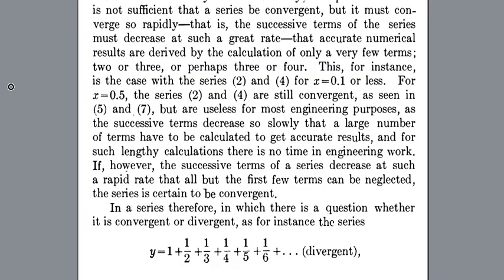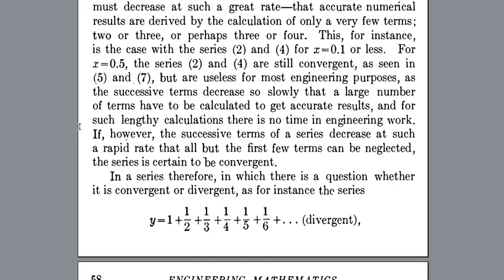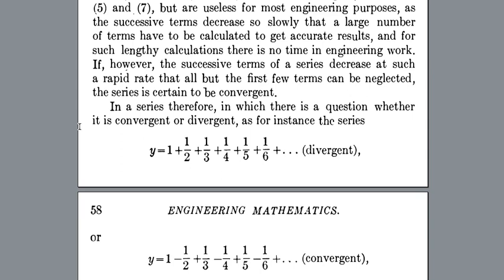This, for instance, is the case with the series 2 and 4 for x equals 0.1 or less. For x equals 0.5, the series 2 and 4 are still convergent, as seen in 5 and 7, but are useless for most engineering purposes, as the successive terms decrease so slowly that a large number of terms have to be calculated to get accurate results. And for such lengthy calculations, there is no time in engineering work. If, however, the successive terms of a series decrease at such a rapid rate that all but the first few terms can be neglected, the series is certain to be convergent.